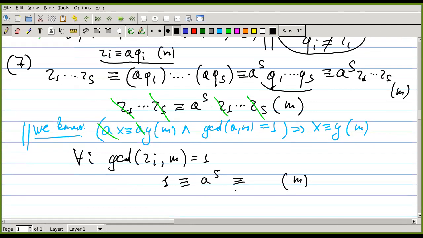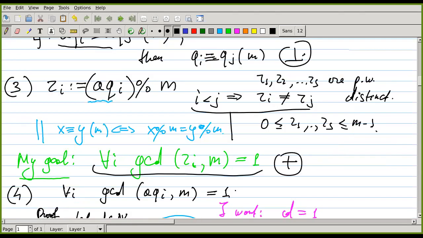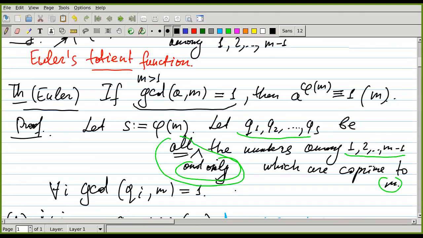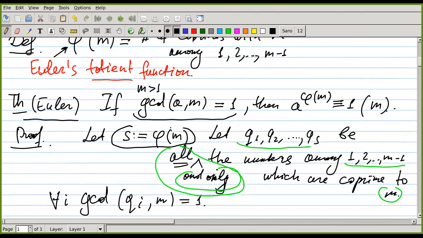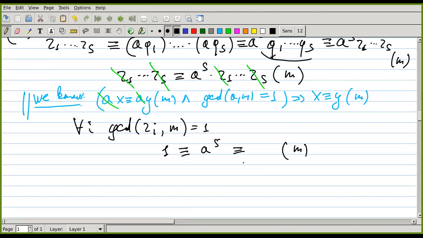But what is a to the power s? We have denoted the Euler's function value by s. S was just the value phi of m. Is it clear? Yes. So we have proved our theorem. Here it is. Quod erat demonstrandum. What was to be proved? QED. Is it clear?